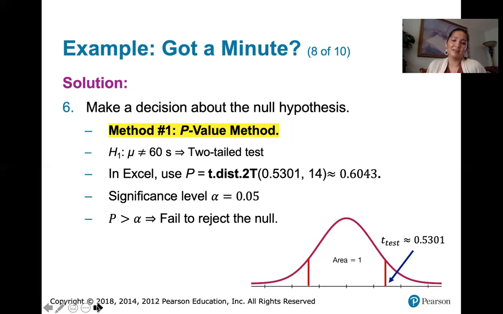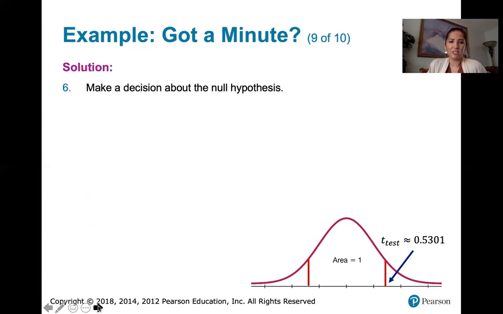So what we're saying is the null hypothesis might be true because chances of getting a test statistic like this are pretty high. This could easily happen due to chance. There's a 60% chance of this happening just due to chance. So there's no reason, no evidence that suggests that we should reject the null. Okay, so that's one way of handling it.